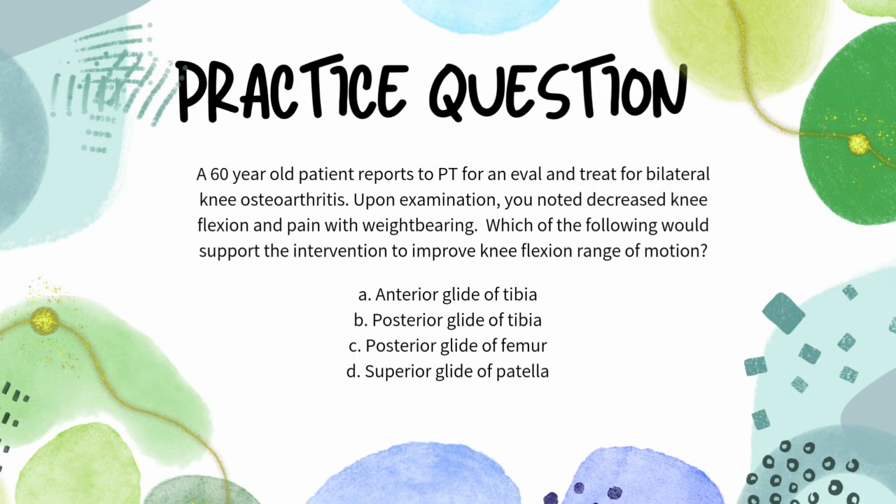Practice question number 2. A 6-year-old patient reports to PT for an eval and treat for bilateral knee osteoarthritis. Upon examination, you note decreased knee flexion and pain with weight bearing. Which of the following would support the intervention to improve knee flexion range of motion? A, anterior glide of the tibia, B, posterior glide of the tibia, C, posterior glide of the femur, or D, superior glide of the patella. I'll give you a moment to answer.